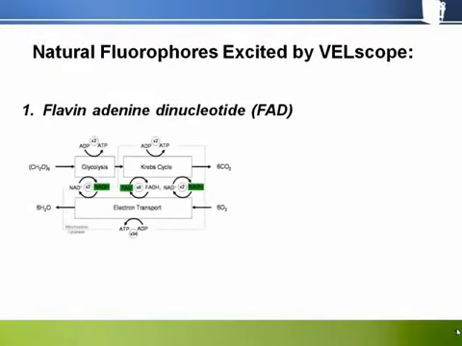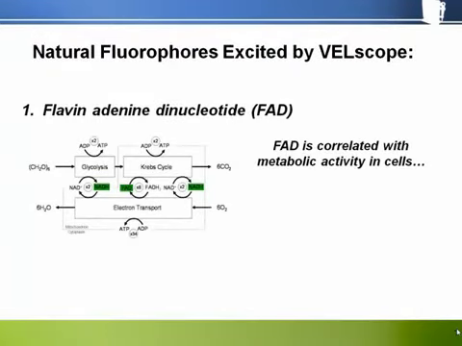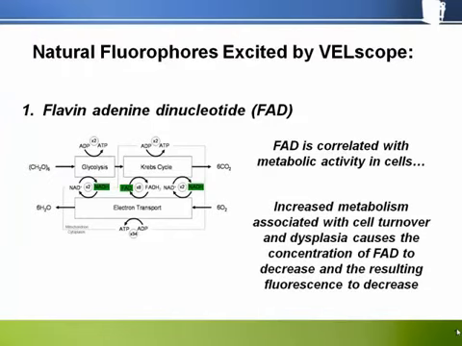There are 5 main fluorophores that are excited by blue light in oral mucosa. The first one we're going to talk about is flavin adenine dinucleotide, or FAD, and it's thought to be the major contributor to epithelial fluorescence under blue light excitation. It is a coenzyme involved in the Krebs cycle and is correlated with metabolic activity in cells. When a cell is actively metabolizing, there is a lower concentration of FAD. Therefore, dysplasia or cancer cells, which are generally more active than normal cells, exhibit less FAD fluorescence than normal.